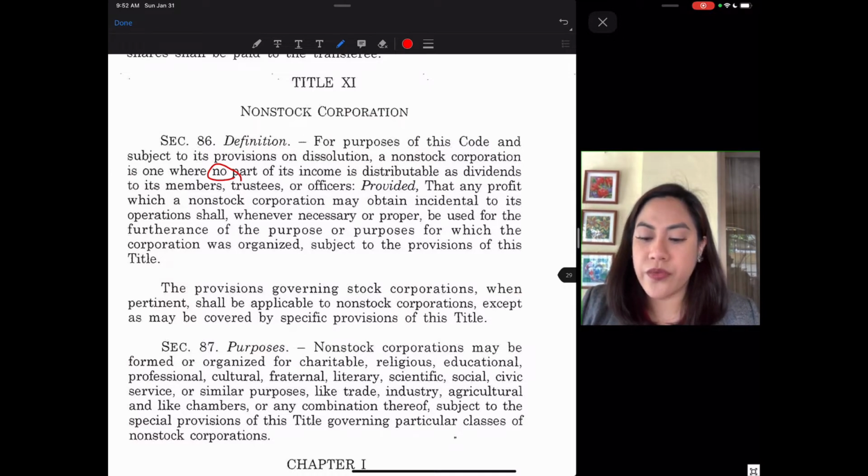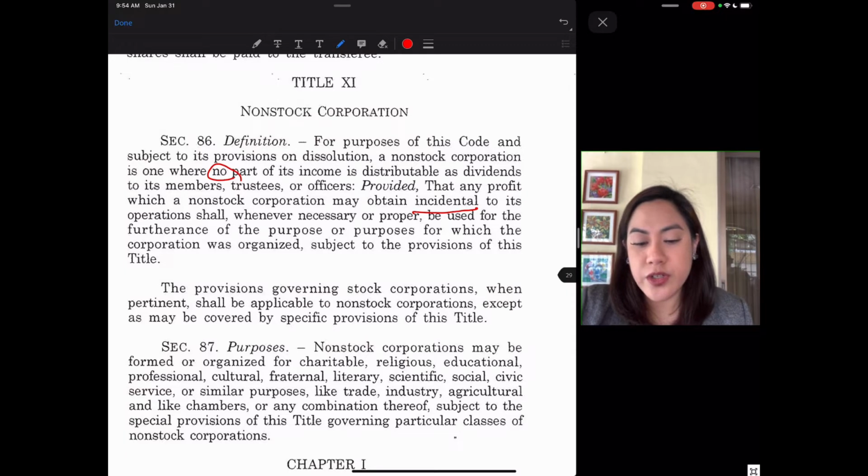So what about recreational purposes? If you look at Section 87, there's no such thing as recreational here. What about sports clubs? Sports clubs are primarily meant for income generation, so they cannot be formed as a non-stock corporation. However, if the sports club is organized for fraternal purposes, then it enters Section 87. It can be organized as a non-stock corporation.